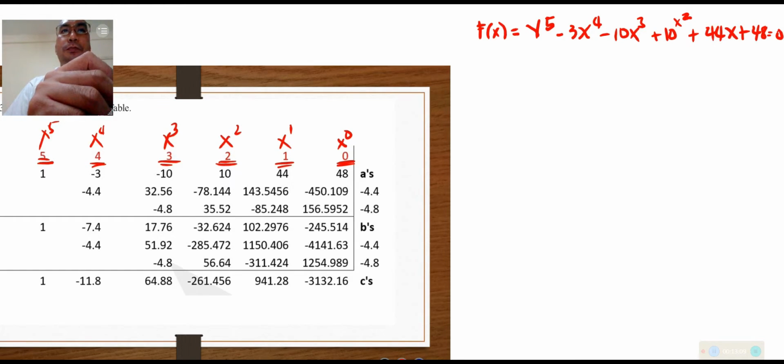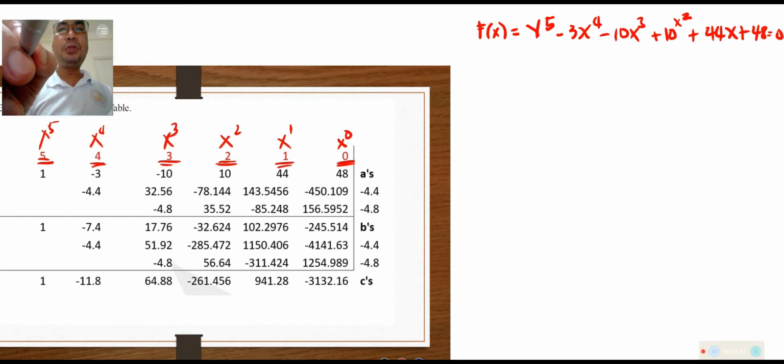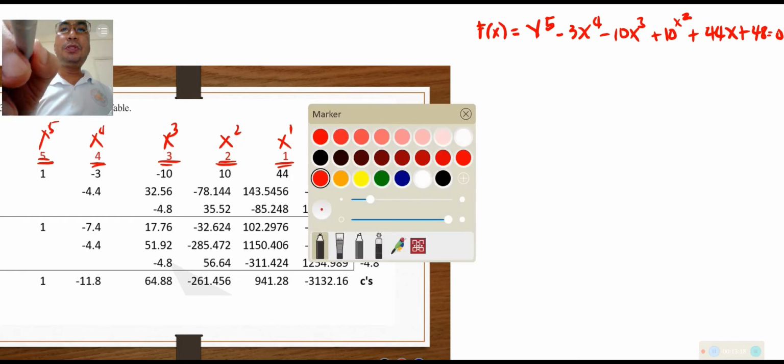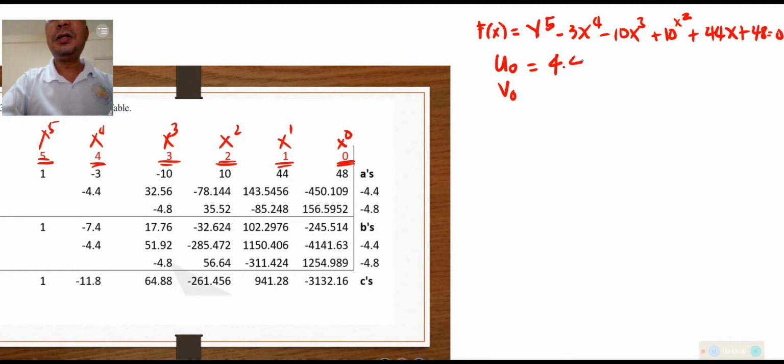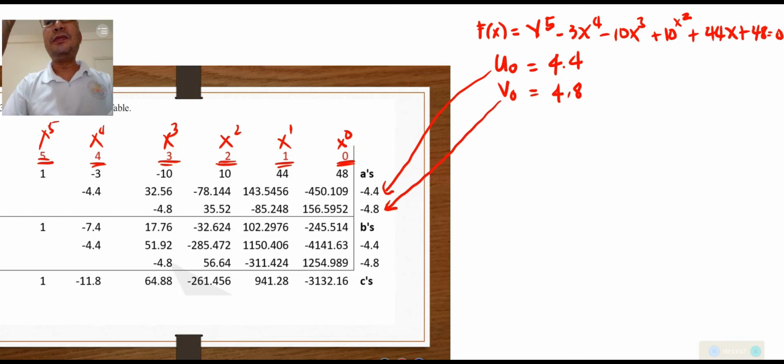Then we will proceed with synthetic division. By the way, before we proceed with synthetic division, we need to involve the values of the U0 and the V0 that we have derived previously. Our U0 is 4.4 and our V0 is 4.8. The U0 and the V0 are the ones that we place here as the divisor. But why is it that the sign here is negative, whereas the values we have derived for U0 and V0 are positive?